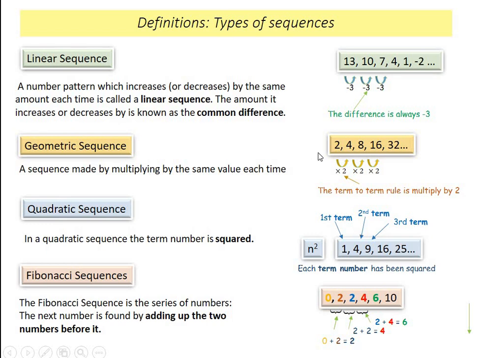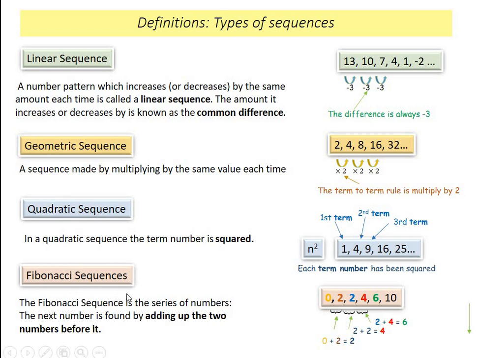A geometric sequence does not have a common difference between the numbers by adding or taking away. Instead, we can multiply. So here, each number is double the previous one. 2 times 2 is 4, times 2 is 8, times 2 is 16, and so the numbers will go up fairly quickly. A quadratic sequence is a sequence that uses squared numbers. So this sequence of numbers is called n squared because the term value, the term number, has been squared. If I wanted the 10th number in this sequence, all I'd need to do is 10 squared, which is 100.